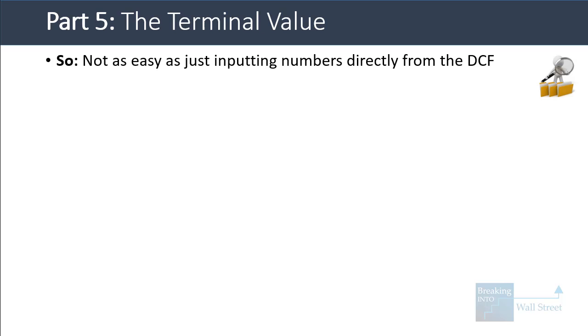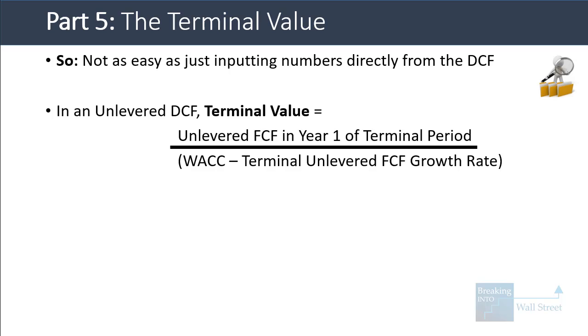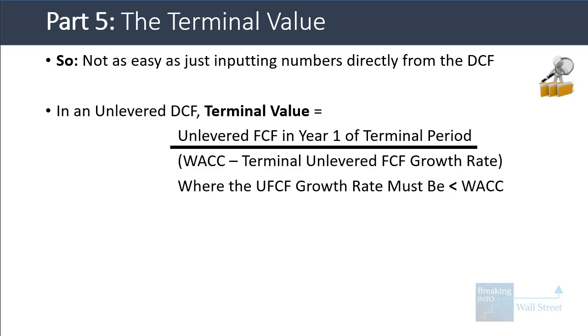It's not quite as easy as just inputting numbers directly from the DCF, because in an unlevered DCF, the terminal value equals the unlevered free cash flow in year 1 of the terminal period divided by WACC, the weighted average cost of capital, the discount rate we use, minus the terminal unlevered free cash flow growth rate.